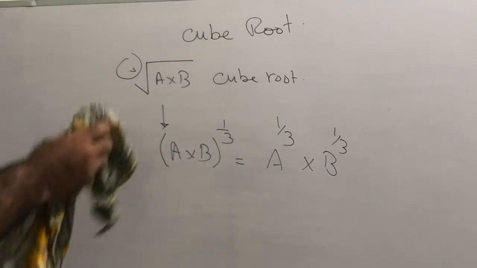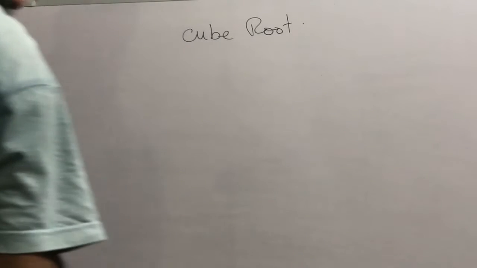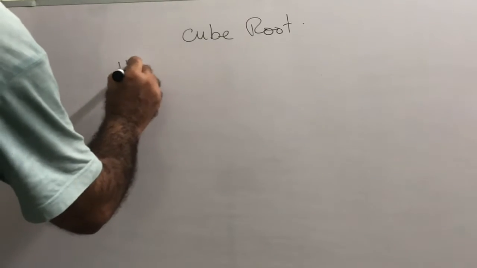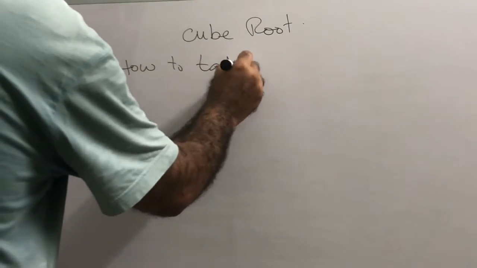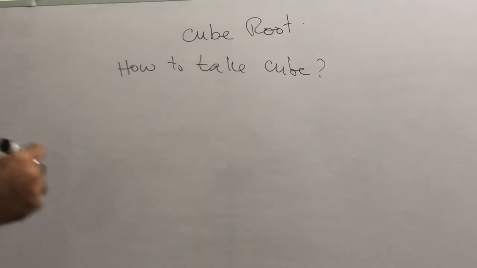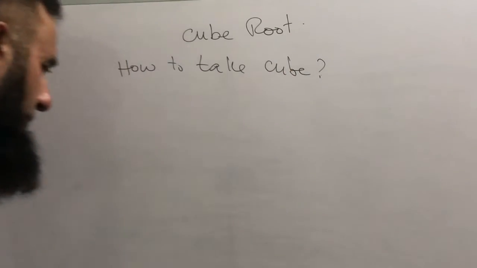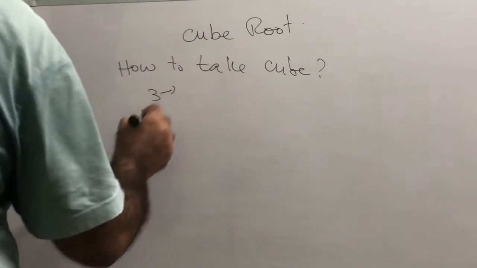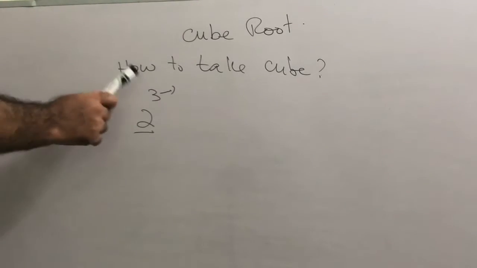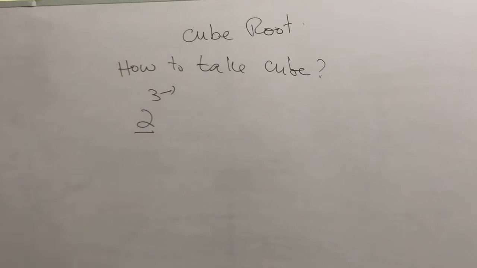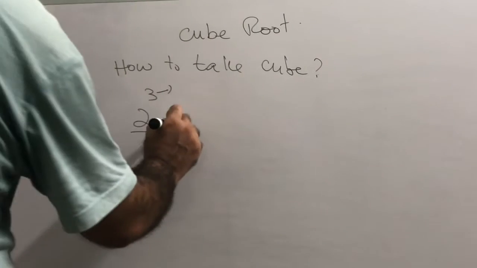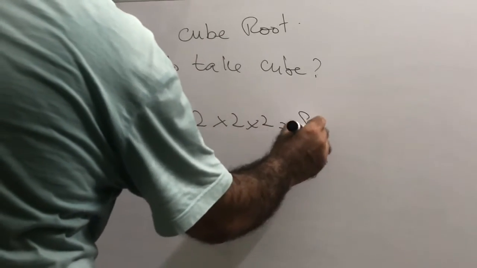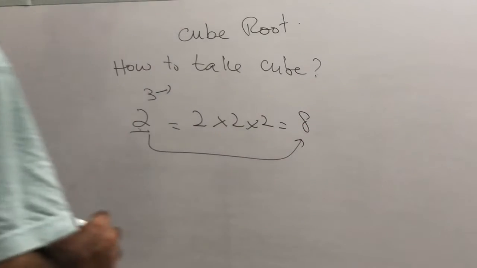And the main thing is cube root, you can say it is the opposite of cube. How to take a cube? First we need to understand how to take the cube, then we can understand its opposite. Cube means if we have 2 power 3, this is the base, this is called power or exponent. Any number which has power 3, we say it's a cube. It is a cube of 2. It means this 2 will be multiplied 3 times with itself. 2 into 2 into 2. So the answer is 8. Cube of 2 is 8.